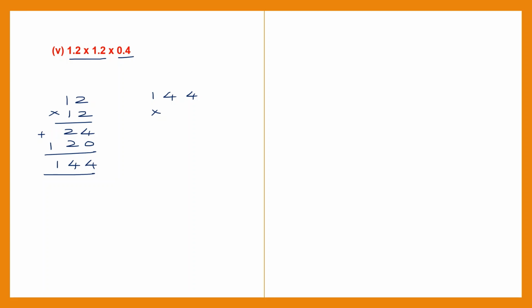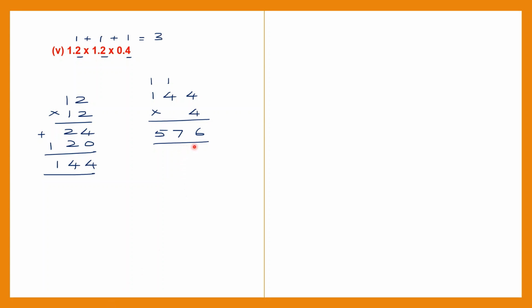144 into 4, we're ignoring the point and multiplying. 4 4s are 16, carry 1. 4 4s are 16 plus 1, 17, carry 1. 4 1s are 4 plus 1, 5, 576. Now, if we go back to the question and count the number of decimal places, how many places do we have? 1 plus 1 plus 1. So 1 plus 1 plus 1 is 3.